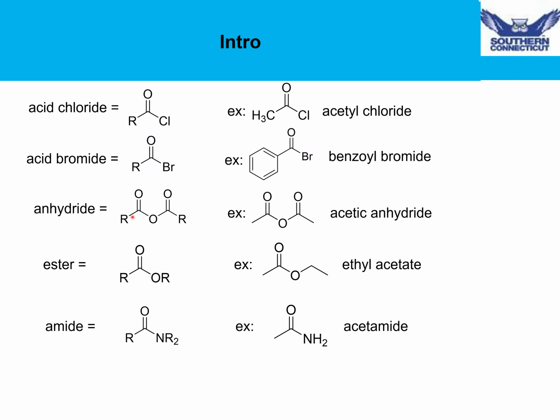Acid anhydrides, or simply anhydrides, are compounds that contain an oxygen in between two carbonyls. A simple example is acetic anhydride. Esters contain an alkoxy group attached to a carbon of a carbonyl. A simple example is ethyl acetate. And amides contain an amino group attached to a carbon that is part of a carbonyl. A simple example is acetamide.